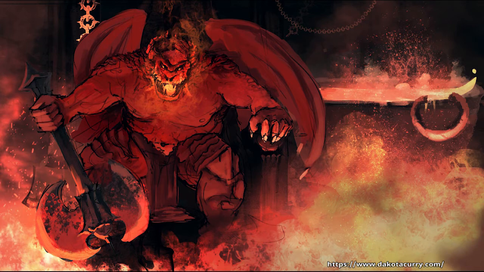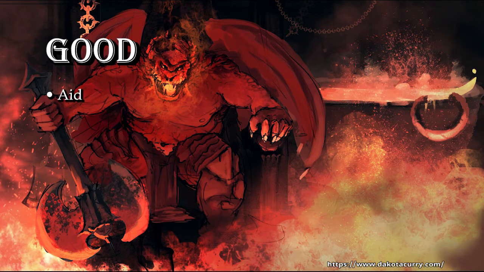Let me break down the basic alignments a little bit more to elaborate on what I mean. Good is really centered on the idea of aid. Healing is probably the purest expression of good, but anything from rescue to advice to providing food are acts of goodness. Good energies, such as those in spells like Holy Sword, should generally be thought of as purifying energies, but healing energies would also be considered good.